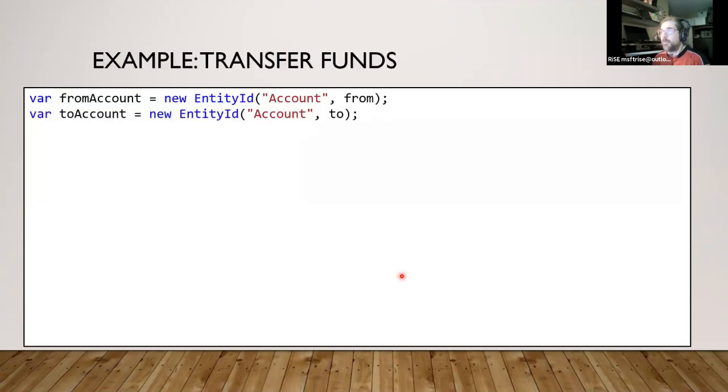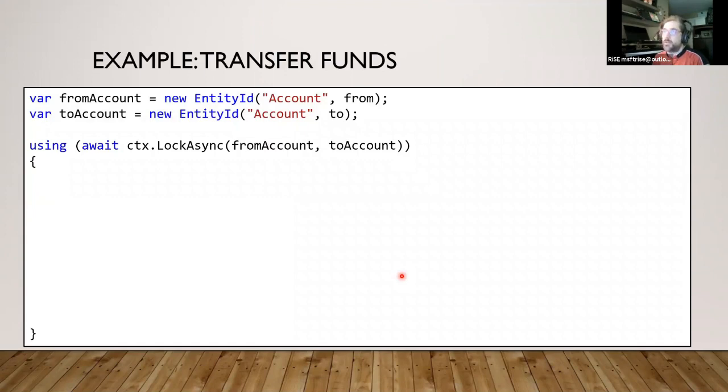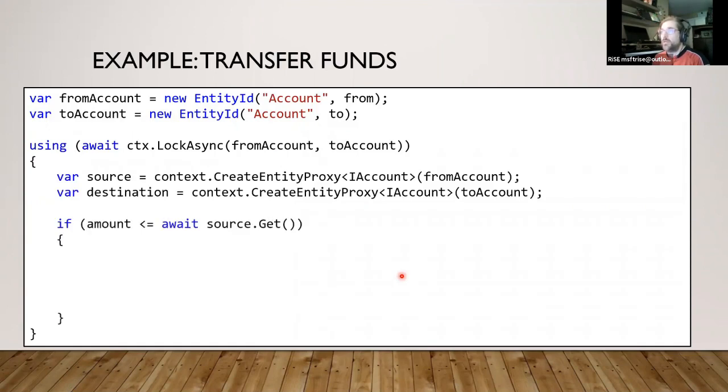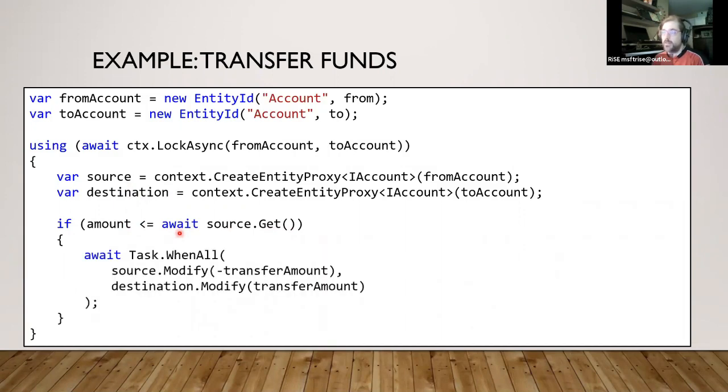Anyway, so here's an example for critical sections. Classic example, I want to transfer money from one account to another one. So I'm creating two entity IDs. I lock them. I have to declare them in advance. And then I create this proxy. This is just an object that I can treat as if it were the thing. I call the current value to get the current balance. And if the amount is sufficiently small compared to the balance, then I can, in parallel, modify the account. So this is very standard.